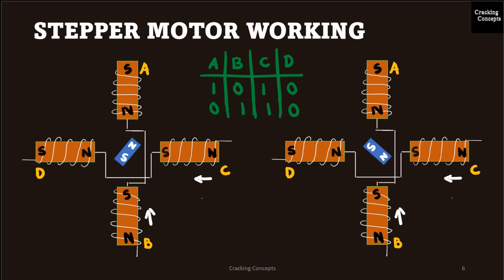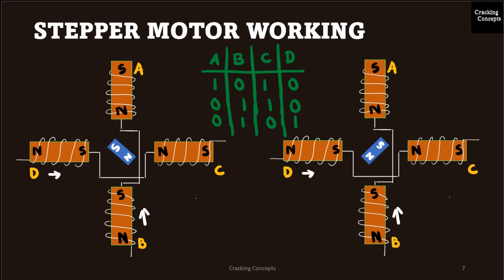Now choosing the next pair of poles to apply current, we choose B and D. We make the entry where B and D are 1 and the others are 0. Now these south poles will attract this north pole and these north poles will attract the south pole and the rotor will shift like this.